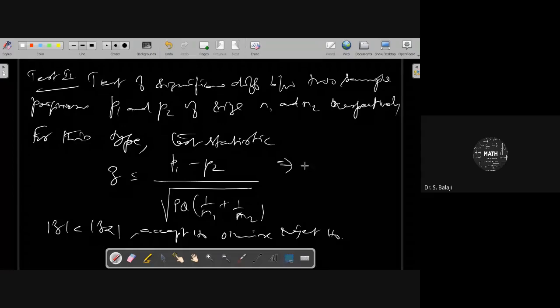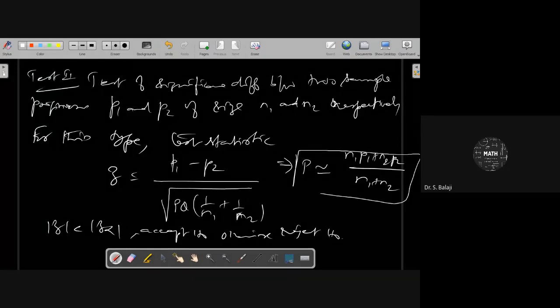Suppose P is not known, you can calculate it by the weighted average method: N1 P1 plus N2 P2, the whole divided by N1 plus N2. That is the success rate of the whole population. The failure rate Q is equal to 1 minus P. That type of thing you can consider.